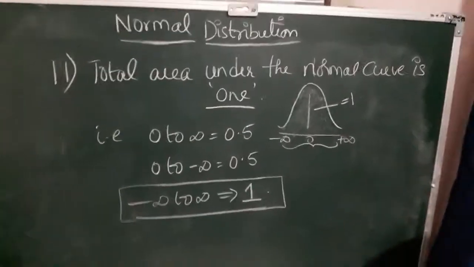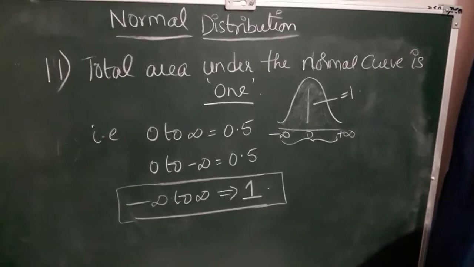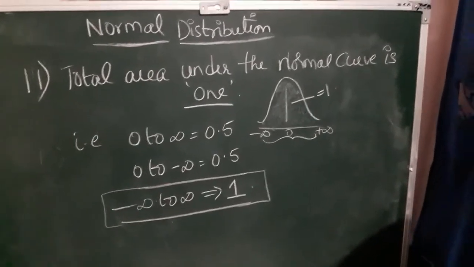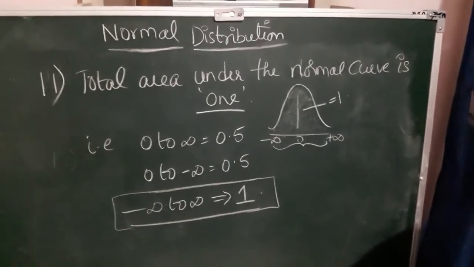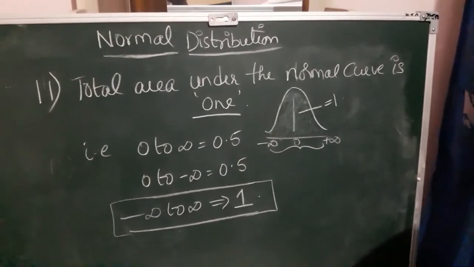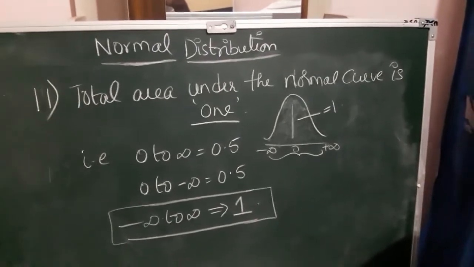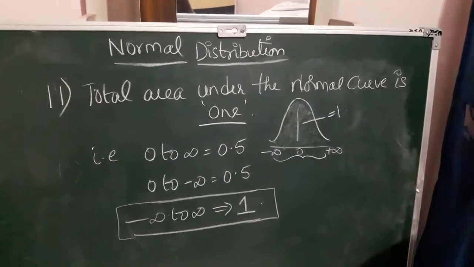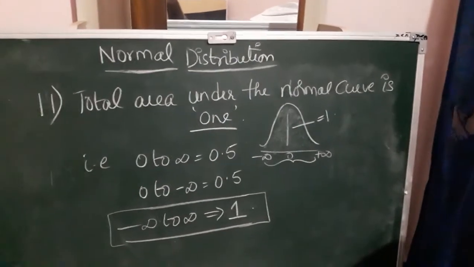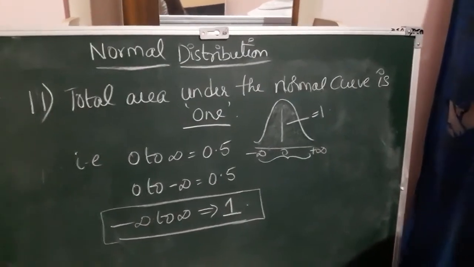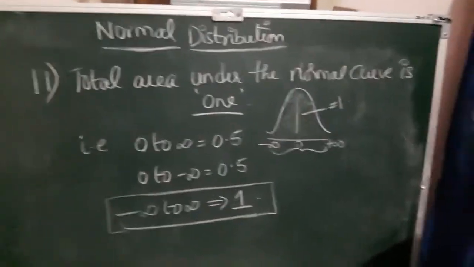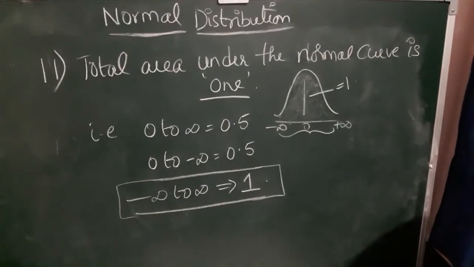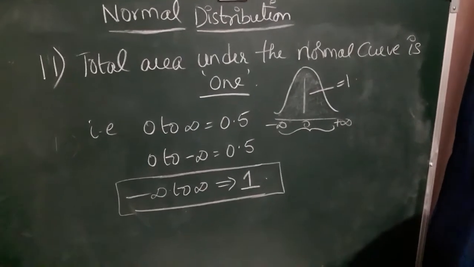So in a normal curve, when the total area is exactly equal to 1, what does it mean? From 0 to infinity it is 0.5, and from 0 to minus infinity it is also 0.5. Now together, what is the total area from minus infinity to plus infinity? It is 1. The total area under the normal curve is always equal to 1. Fine. So this is property number 11.